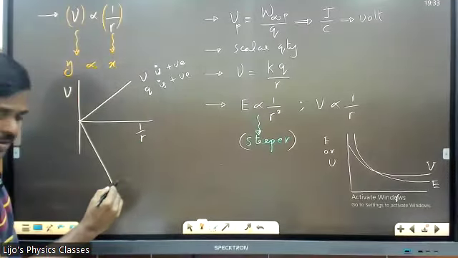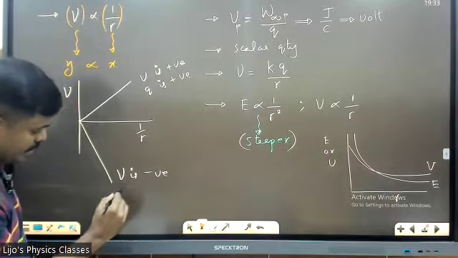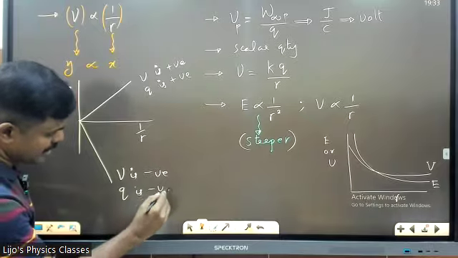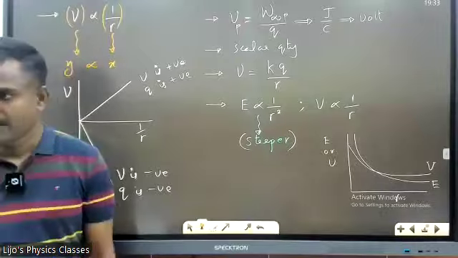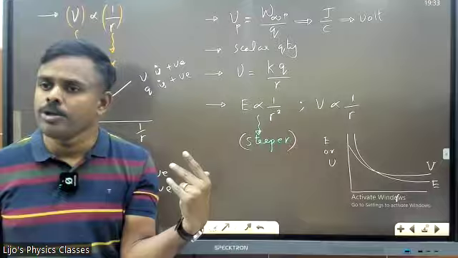And what about this graph? Here I can say V is negative. Potential is negative. Potential is negative means charge is also negative. Then there is one more question coming up. Which charge is greater? How do you identify?